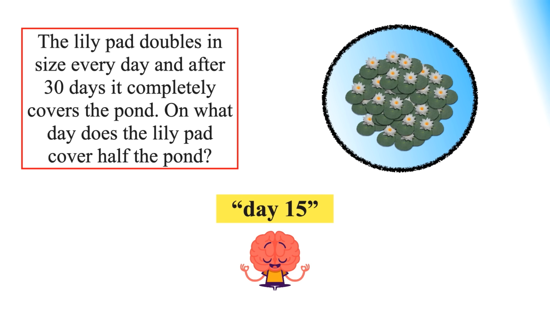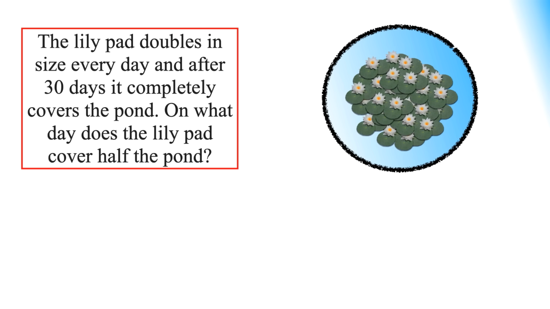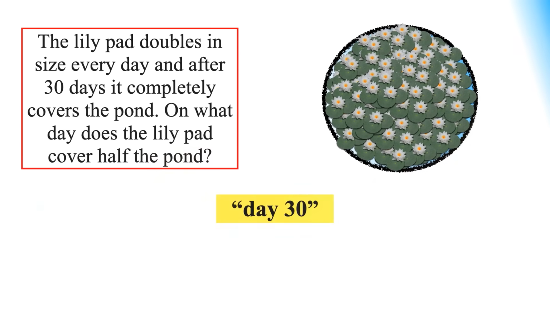If the lily pad covers the entire pond in 30 days, then it must cover half of the pond in 15 days, is what most people think. Of course, if you stopped to think about it, you would realize that the lily pad only covers half of the pond on day 29. It then doubles one final time and covers the entire pond on day 30. Hence, the solution to this particular riddle is day 29.